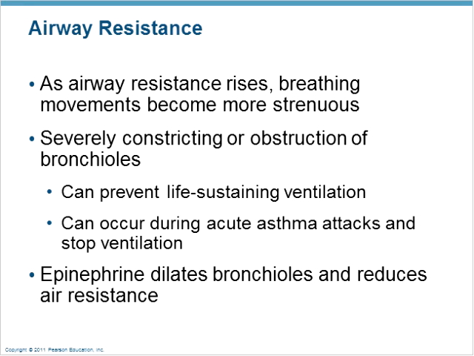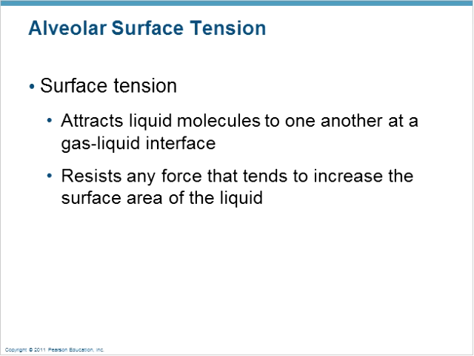As airway resistance rises, breathing movements become more strenuous. That makes sense. Severe constricting or obstructing of the bronchioles can prevent life-sustaining ventilation, and can occur during acute asthma attacks to stop ventilation, or with any kind of injury to the bronchioles. For instance, if somebody gets a smoke inhalation or a chemical inhalation that causes the bronchioles to be inflamed, it constricts the bronchioles, which increases the resistance so that air can't be moved down to those terminal bronchioles. We use epinephrine to dilate bronchioles and help reduce that airway resistance if those things occur.